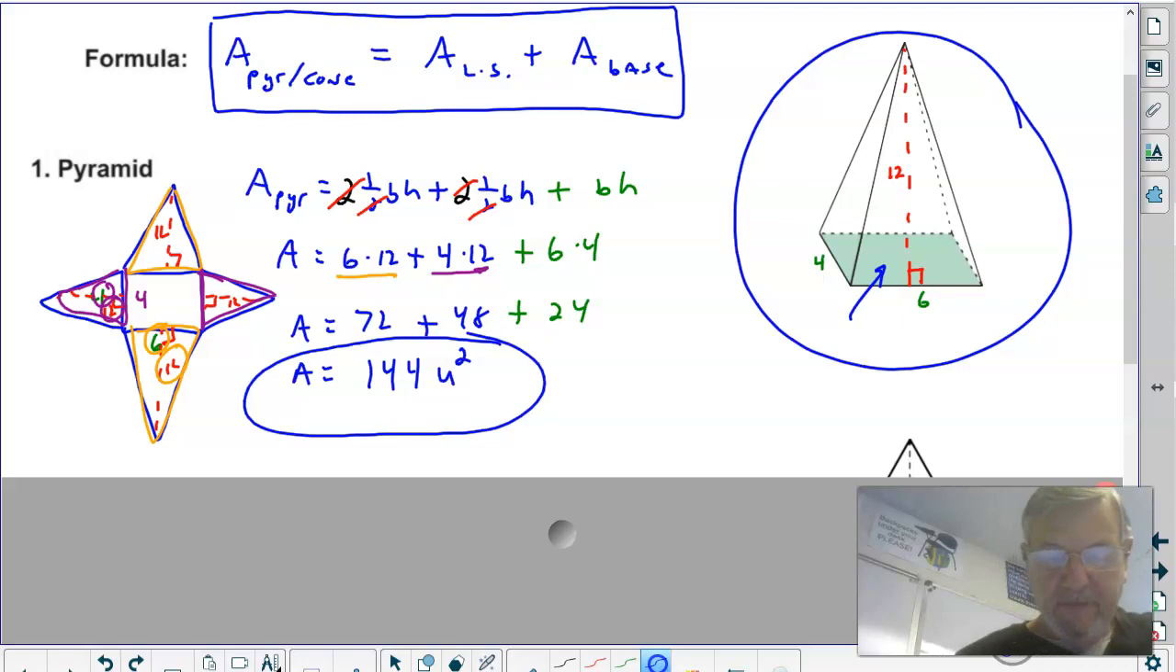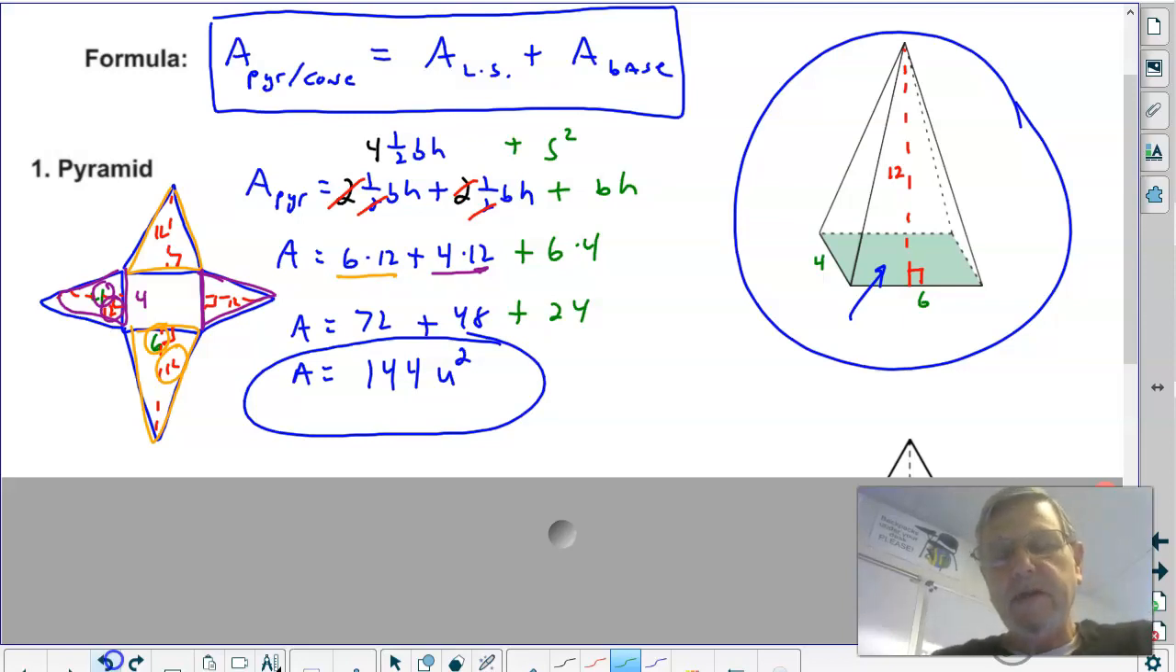So let me just go back. If the base would have been square, right here we would have done 4 because all 4 triangles would be exactly the same size. We would have done 4 times 1/2 base times height. And then it would have been plus the area of the base, which would have been base times height, or actually for the base of a square, I could have just used side squared. So every pyramid's a little bit different.